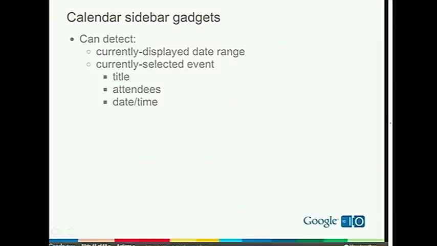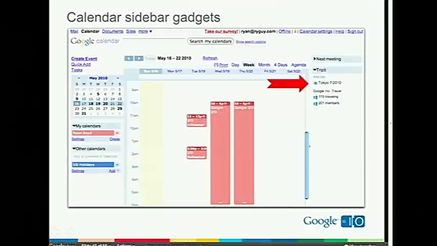The next type of gadget that I want to talk about are calendar sidebar gadgets. Calendar sidebar gadgets can detect the currently displayed date range, can detect the currently selected event, and get lots of information about them, and even set information about them in the events. So why would you want to do this? Well, the sidebar gadgets exist in the sidebar, very much like another gadget that you're going to see here soon, the Gmail sidebar gadgets, but this time in Calendar.